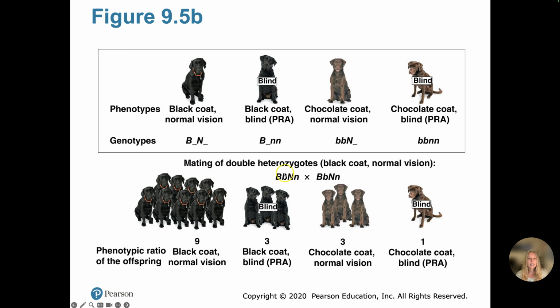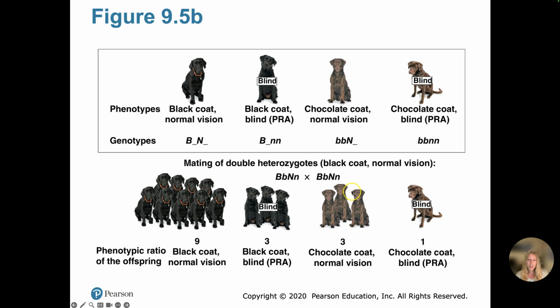We are going to mate double heterozygotes that have black coat and normal vision. So those double heterozygotes, heterozygote means they have both dominant and recessive. So if they have a black coat and normal vision, we know that their genotypes are capital B, lowercase b, capital N, lowercase n. And then we're going to cross that with an individual of the exact same genotype of capital B, lowercase b, capital N, lowercase n.